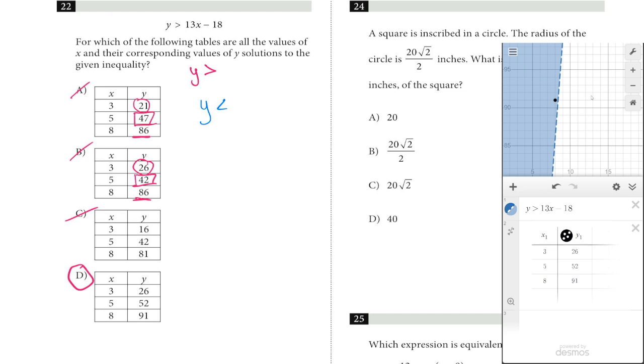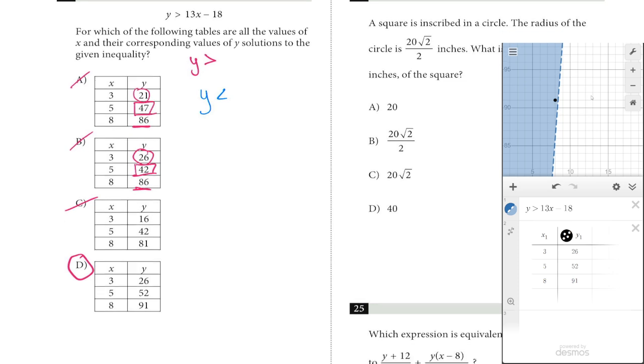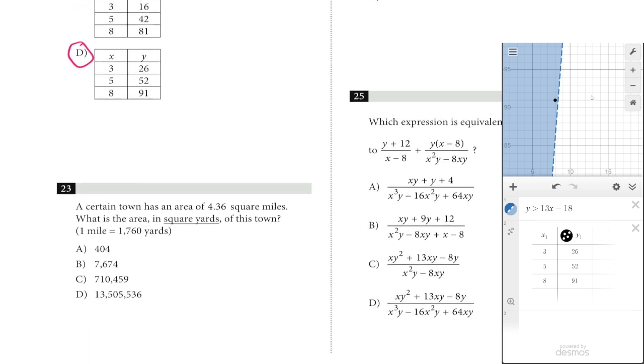You can always guess and check in Desmos. That'll work very, very often, and you can actually visually see it. It just takes a little bit longer because you actually have to type things out and do it that way.